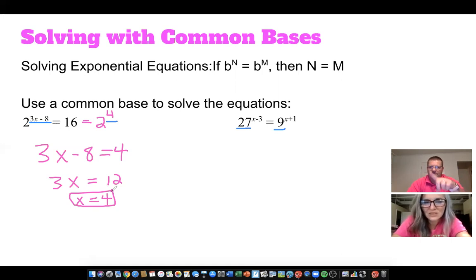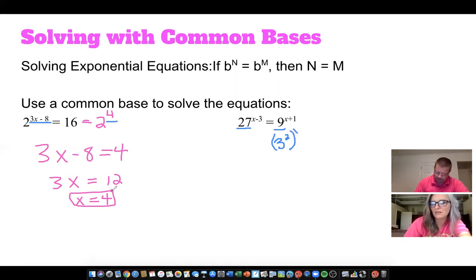But I do know something about 9. I do know 9 is 3 squared. So we could replace 9 with 3 squared, but that's going to be to the x plus 1. And then I'd have to look and see about 27. Well, 27 is another power of 3. It's 3 times 3 times 3. I do know that 9 times 3 is 27. So I'd have 3 to the 3 to the x.